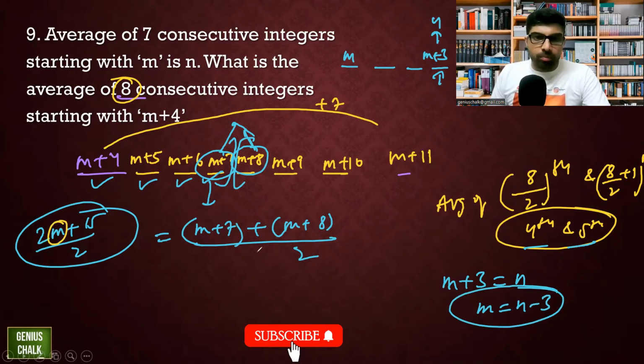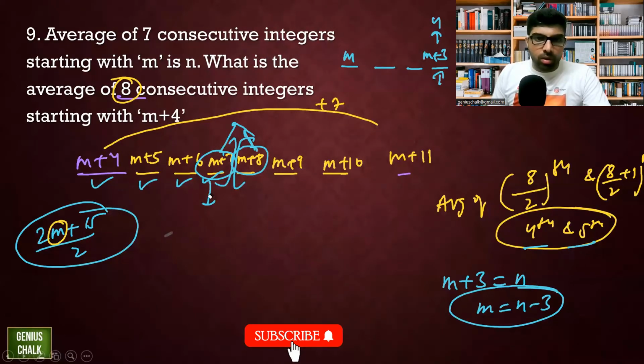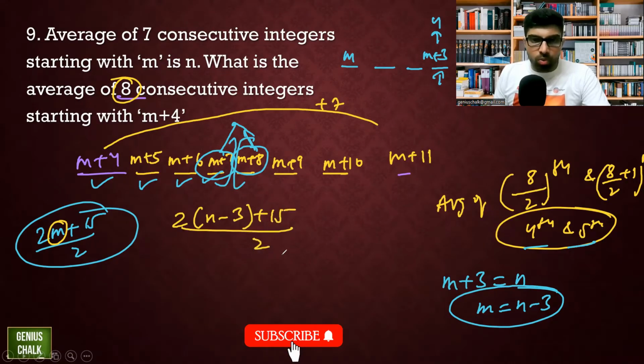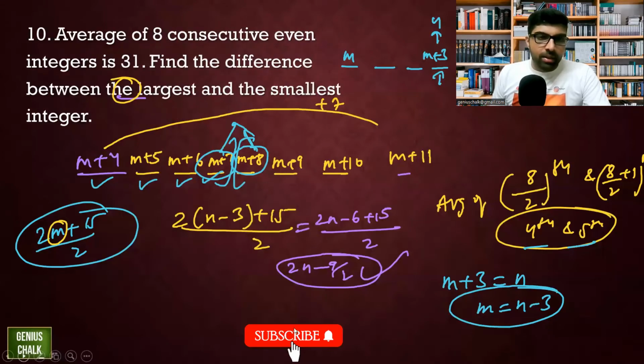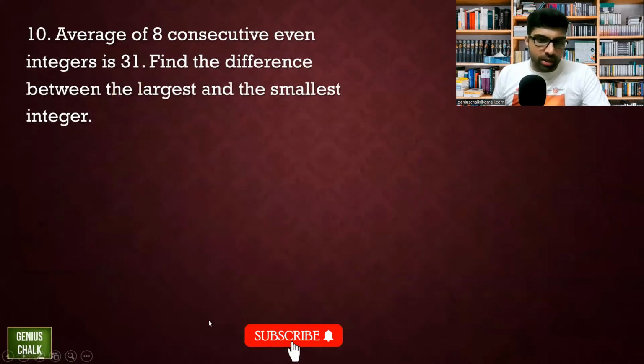So it is 2 into N minus 3 plus 15 by 2. So this is 2N minus 6 plus 15 by 2, so 2N plus 3 by 2... that is, (4N minus 12 plus 15) by 2 gives the result. So this is my answer. In terms of N it is asking, so this has to be my answer. All right. So be very careful in this type of questions.